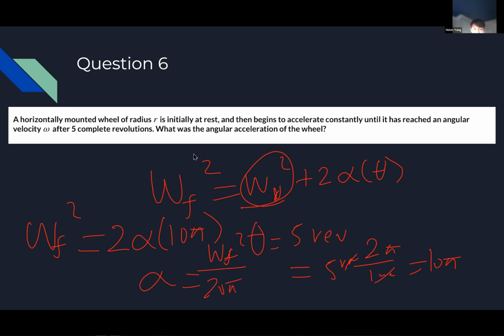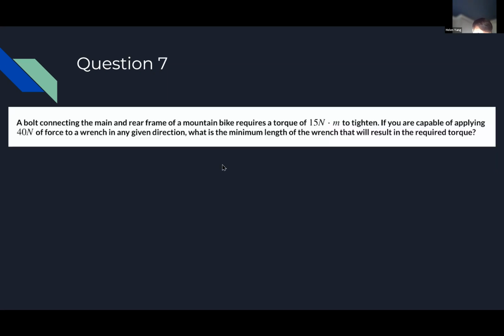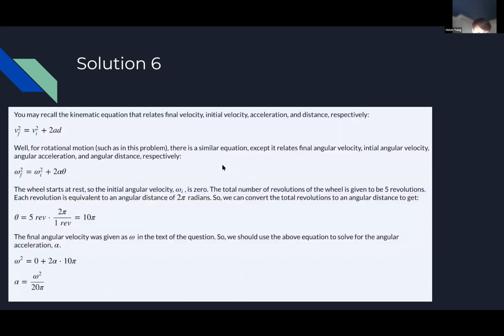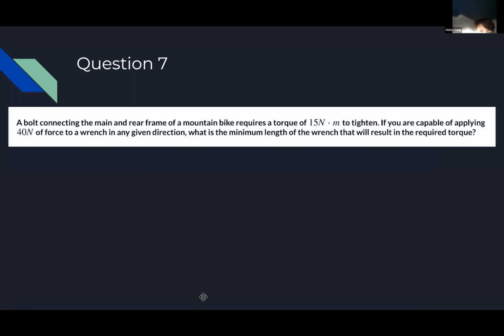So here's the solution. Okay, so this is question 7, and this is a torque question. So don't forget that the equation for torque is force times distance times sine theta.